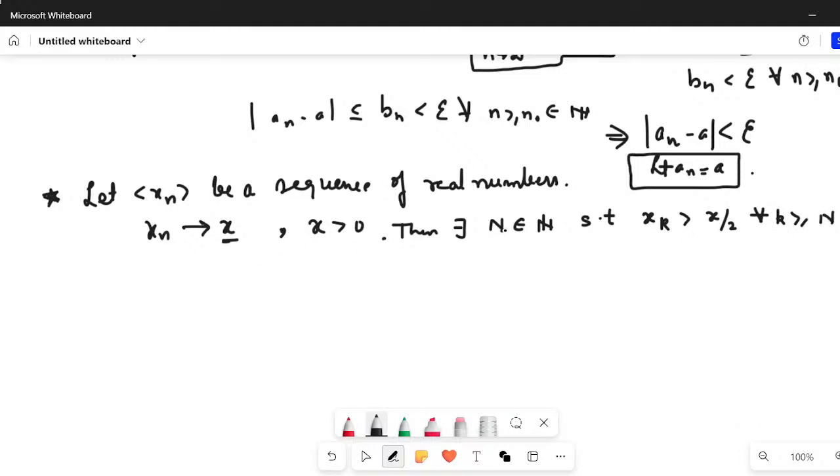It implies that after a natural number n, all the elements of the sequence will be greater than half of the limit. Also understand that since x is positive, it implies that the tail of the sequence would be positive. What does it imply? It implies there would exist a tail which would be positive.